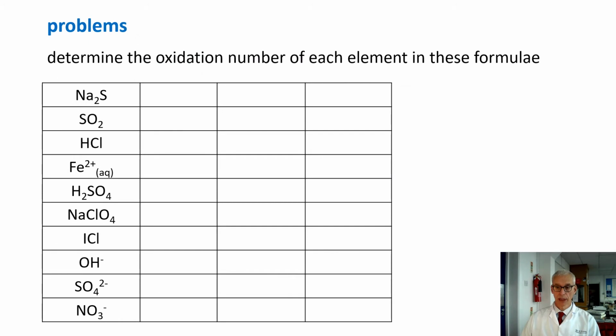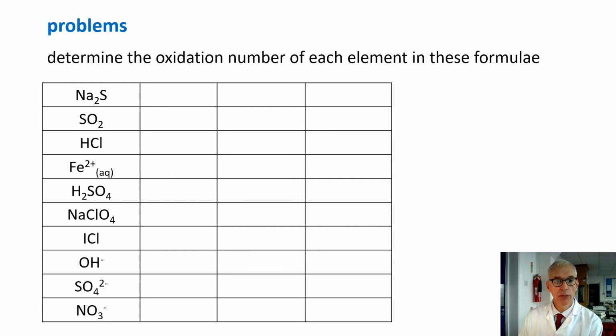So the way to become familiar with oxidation number and assigning oxidation number, which is a very important idea in chemistry as you go through year 12 and year 13, is to apply it to some examples. What I'd like you to do is to work your way through these problems assigning oxidation number for each element. So let's just do one here to show you how you set it out.